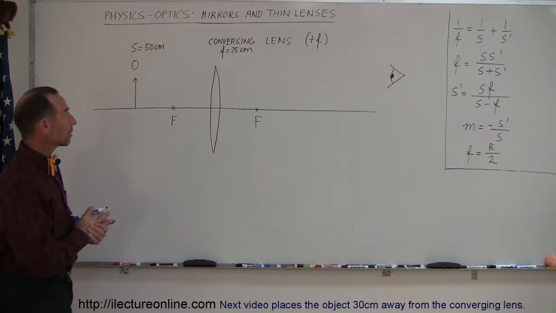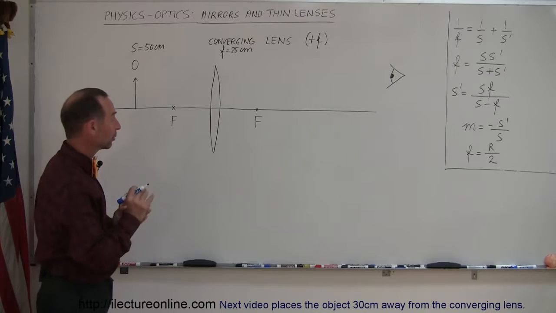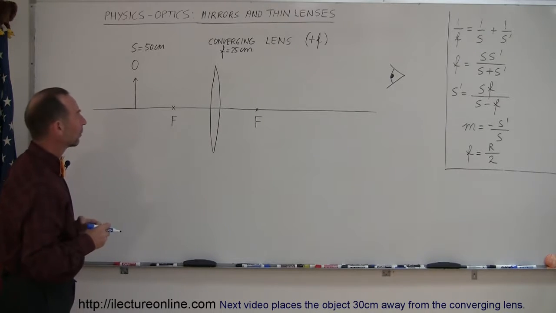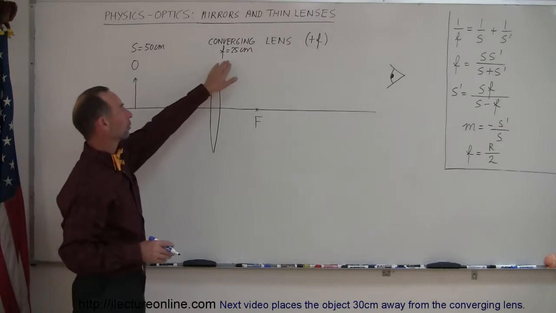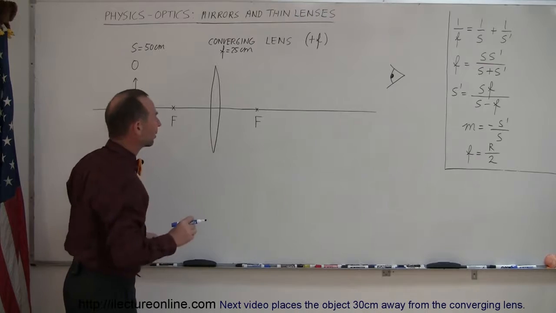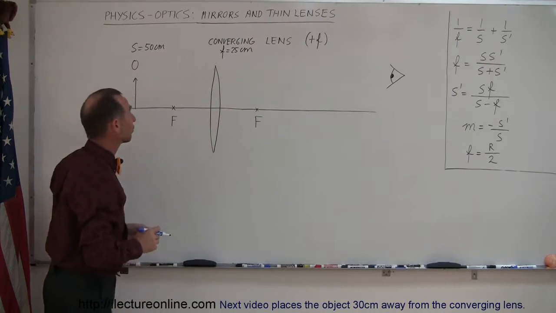In our next example here with a converging lens, and again these are thin lenses, so the equations that we have available to us are valid. When you use thick lenses, things are a little bit more complicated. We have a converging lens, same as before. Focal length is 25 centimeters, so the distance from the lens to the focal point on either side is 25 centimeters. For a converging lens, the focal length is positive, so it's a positive 25 centimeters.